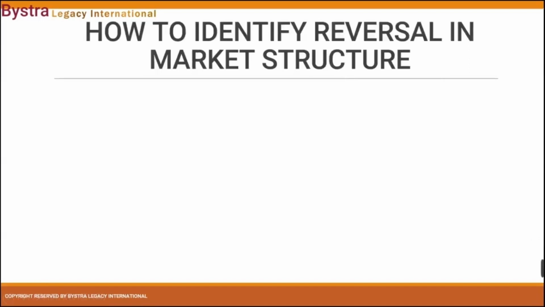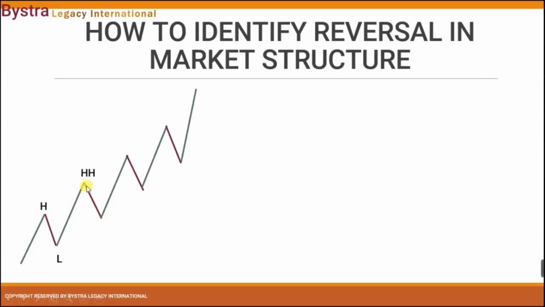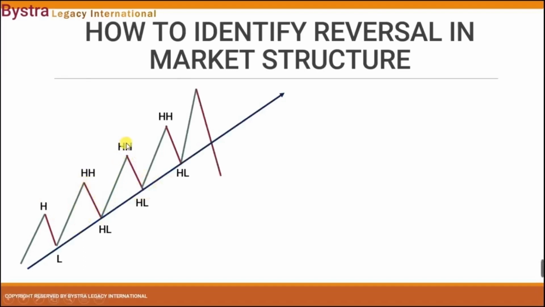How do we use market structure to identify reversal? This is not very difficult to identify, and it's not very difficult to learn. Now let's look at the price. It is moving in an upward trend where it creates higher high, higher low, higher high, higher low, higher high, higher low, and then when we draw a trend line, price will touch this trend line and bounce back up.